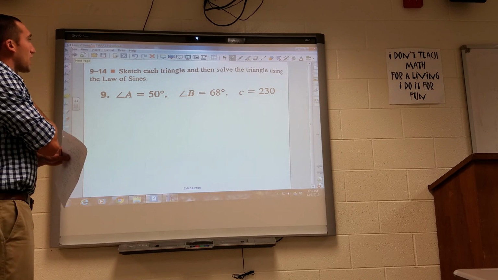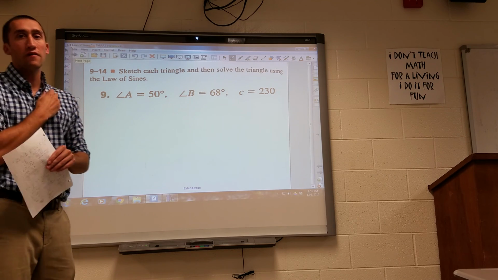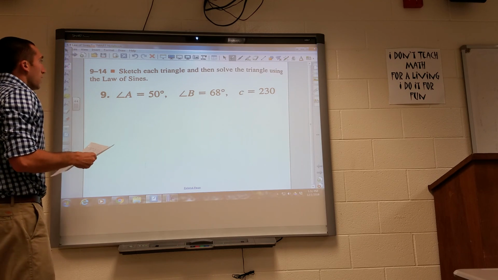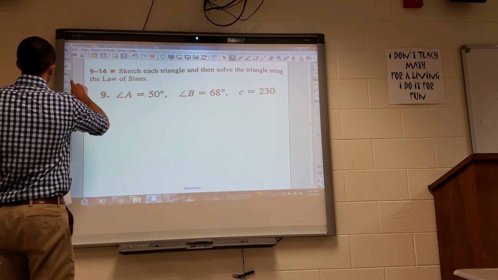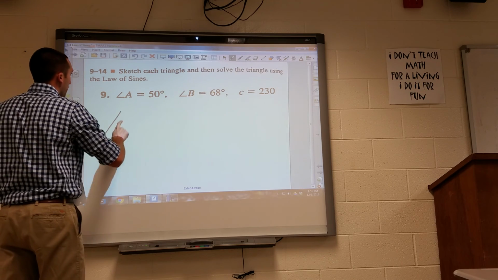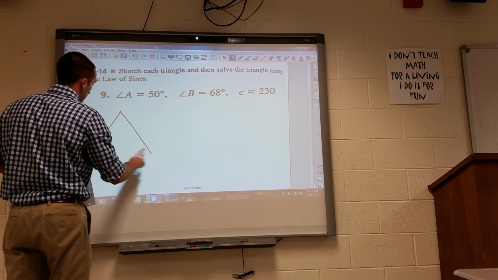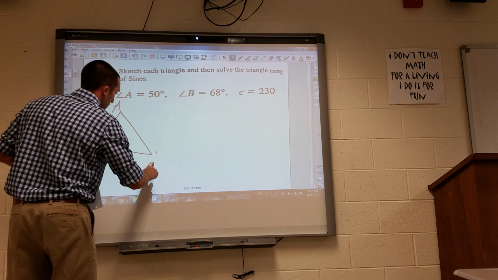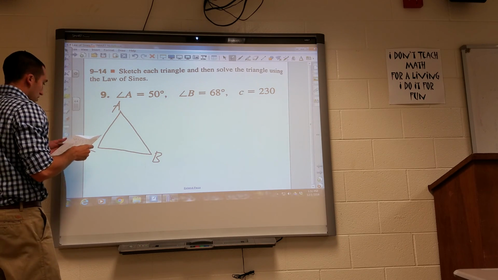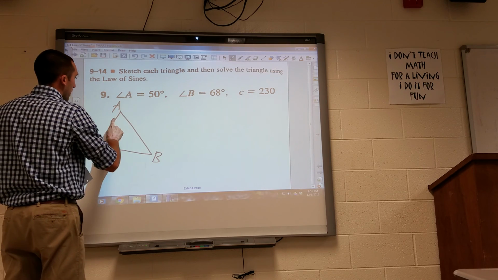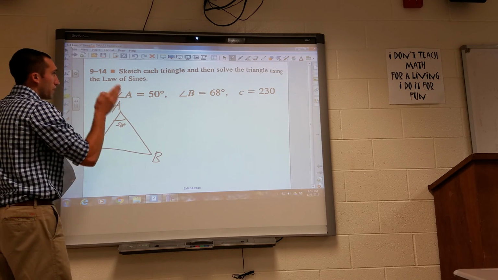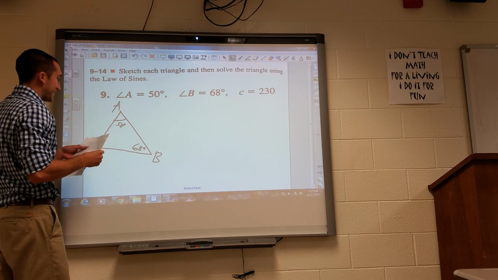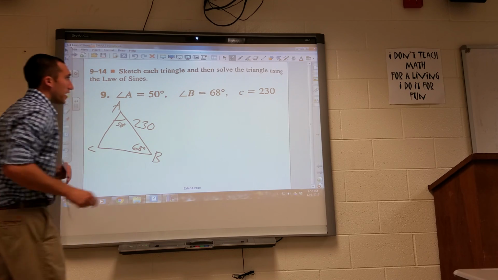Okay, next, sketch the triangle, then solve. When they say solve, that means they want us to find all missing sides and all missing angles. So start off by drawing our triangle. We've got 50 and 68, so they're pretty similar. Let's say A, B, C. We know that angle A is 50 degrees. We know angle B is 68 degrees. And they told us that side C is 230, right?